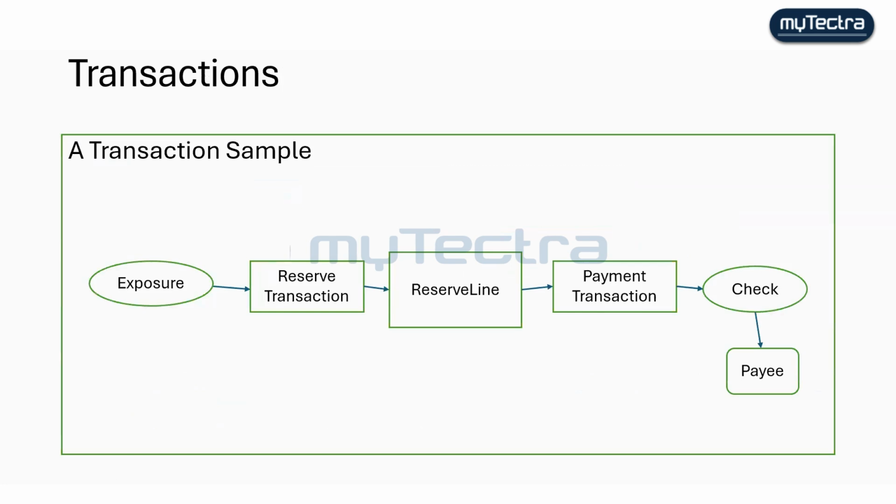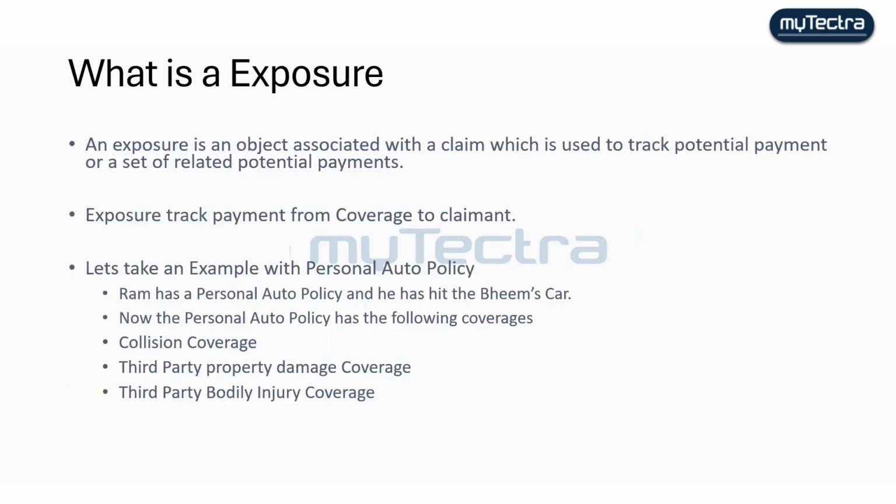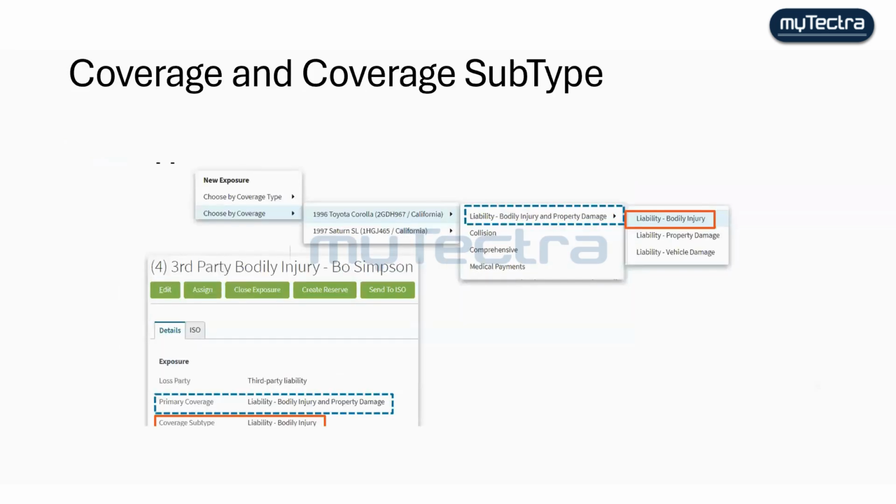Now we have seen what is a claim, what is an incident, what is the exposure. Exposure means what? It is tracking the coverage to the claimant. Perfect. Yes, that is the thing. Coverage to the payments. Then you can tell with an example. Immediately you can tell, so that next.